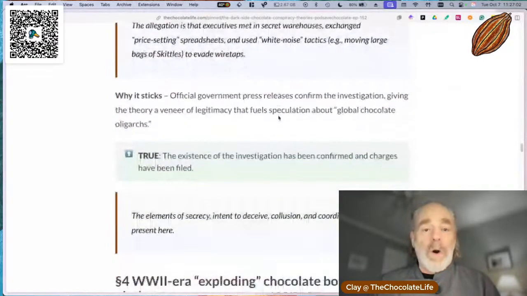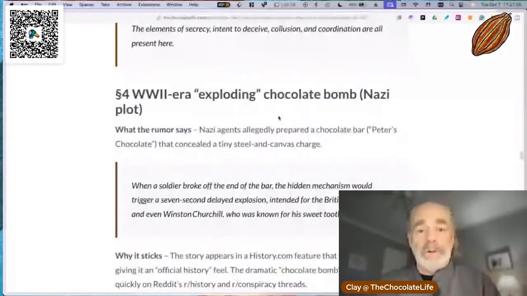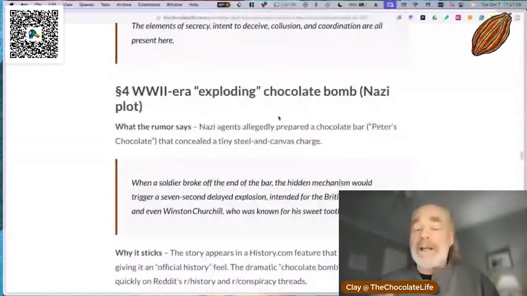So number 4, right? There is a conspiracy theory that during World War II, there was a Nazi plot to blow up Churchill using a bomb made with chocolate. So here's what the rumor says. Nazi agents allegedly prepared a chocolate bar labeled Peter's chocolate, because Peter is a big, well-known brand, that concealed a tiny steel and canvas explosive charge, right?